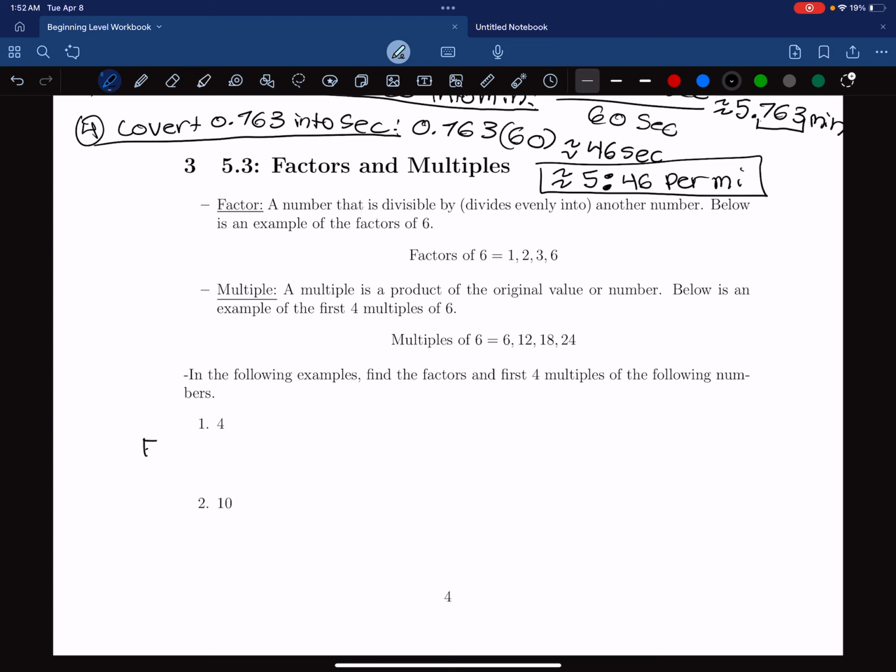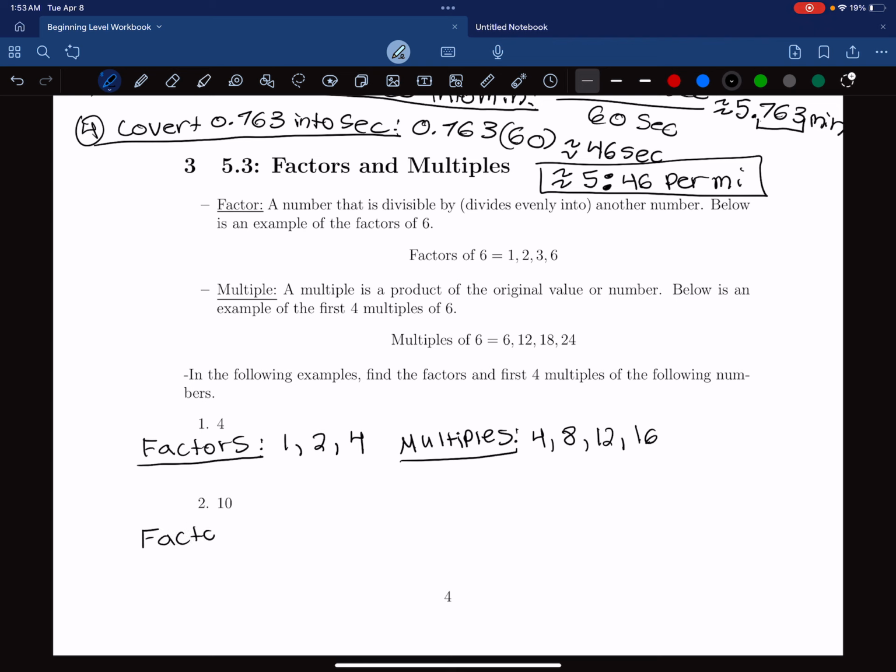So let's find the factors of 4. The factors are going to be 1, 2, and 4 for 4. And then our multiples, our first 4 multiples, we're going to count out by 4. So our first multiple is going to be 4. And then 4 plus 4 is 8. 8 plus 4 is 12. And then 4 plus 12 is 16.